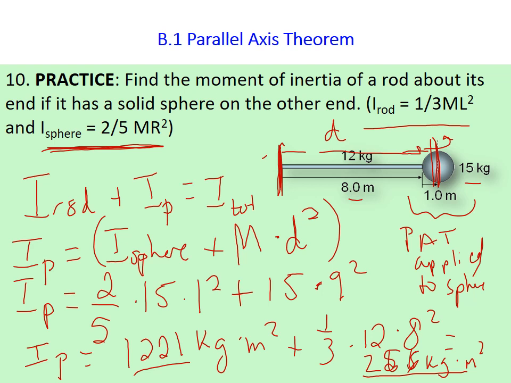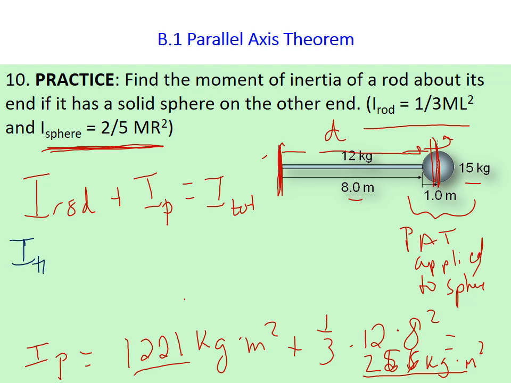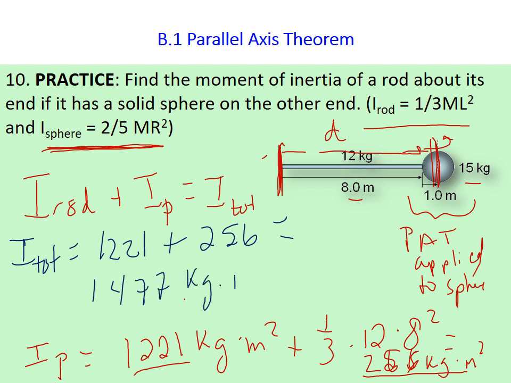Okay, let me make space up here. We've already calculated. We're now going to get the total moment of inertia. I'll do this in a different color. I total equals 1221 plus 256, and that is equal to 1477 kilograms times meters squared.